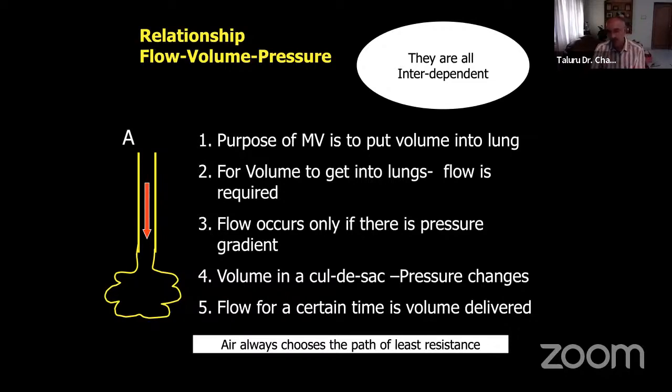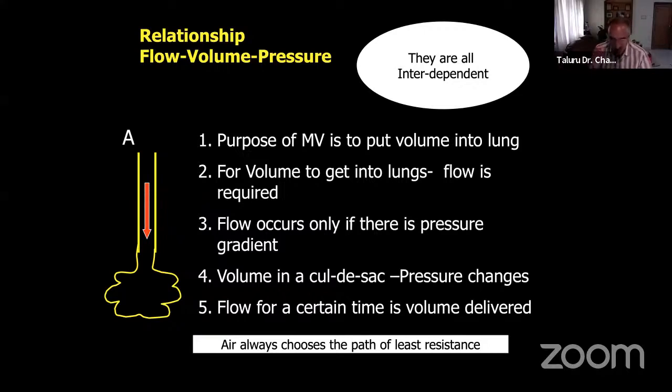In volume control, when you change the posture or put in a pneumoperitoneum, if the peak pressures go up, you have to understand that something is happening. Then you think whether it's an alveolar problem or a chest wall problem, and make the necessary changes. Flow for a certain time is volume delivered, and air always chooses the path of least resistance.